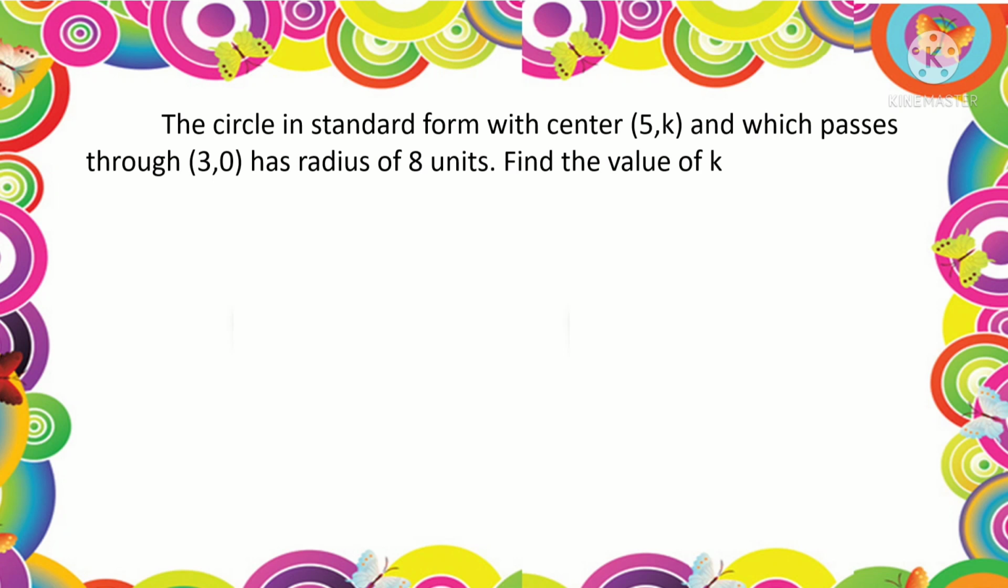Next, the circle in standard form with center (5, k) and which passes through the point (3, 0) has a radius of 8 units. Find the value of k. From the standard form, the quantity (x minus h) to the power of 2 plus the quantity (y minus k) to the power of 2 is equal to r squared.